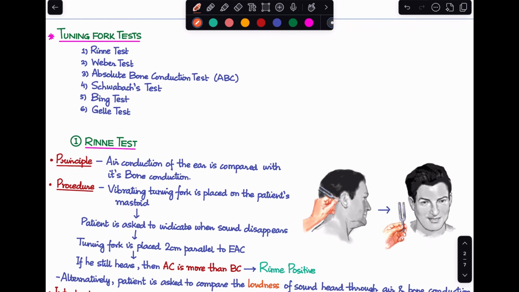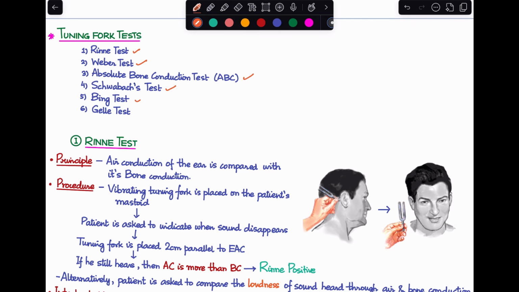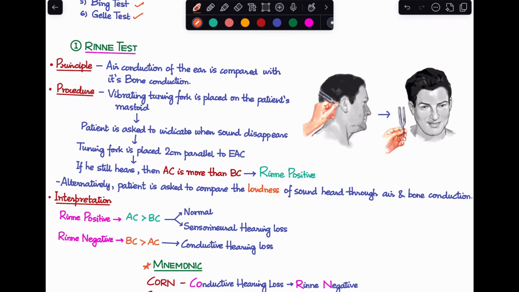Now, what are the tests that we'll discuss today? We'll have 6 tests over here, out of which 3 of them are more commonly done. So, we have Rinne's test, Weber test, absolute bone conduction test, Schwabach test, Bing's test, and Gelle test. Now, let's dive into each one of them and try to understand what we are trying to interpret and test over here, and what is our inference.